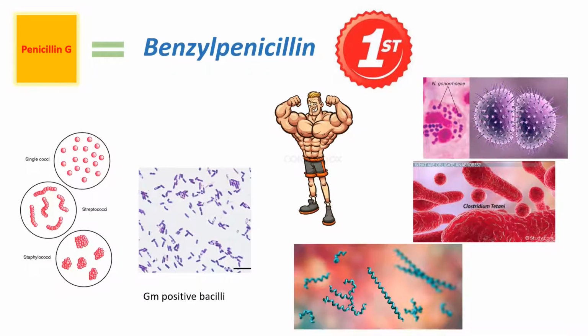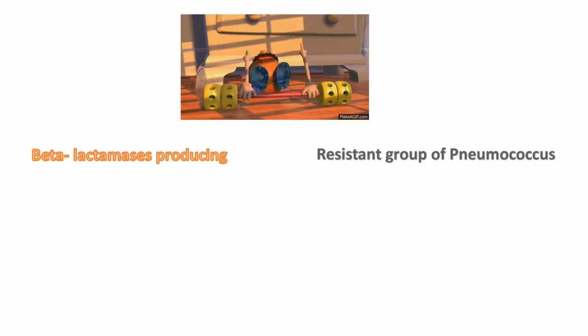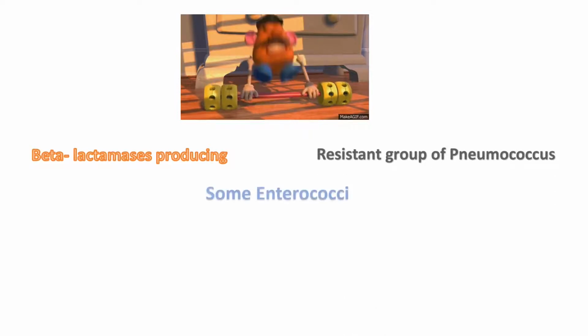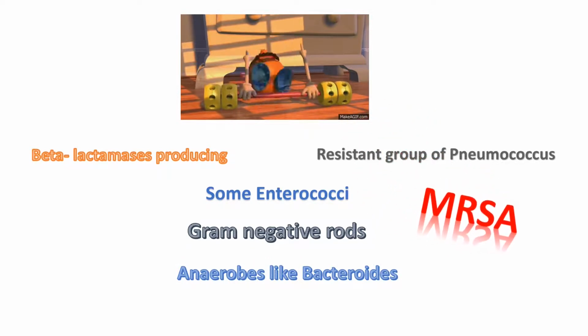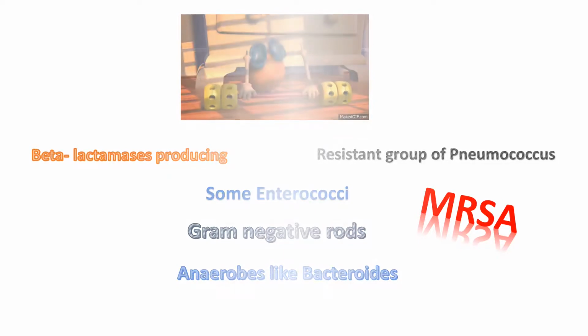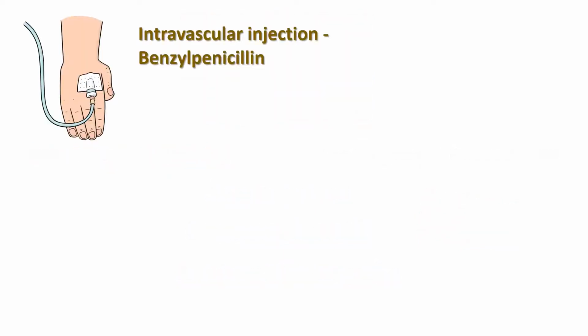However, it is not active against beta-lactamase producing Staphylococcus. It is not active against the resistant group of Pneumococcus. Also, it does not act against some enterococci and methicillin-resistant Staphylococcus aureus. It is not active against gram-negative rods, and acts very poorly against anaerobes like Bacteroides. Penicillin G is only bacteriostatic against enterococcus, and there is rising resistance against penicillin G.